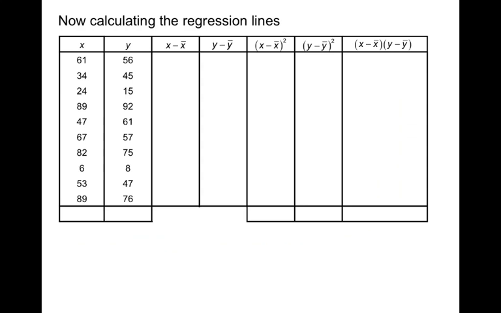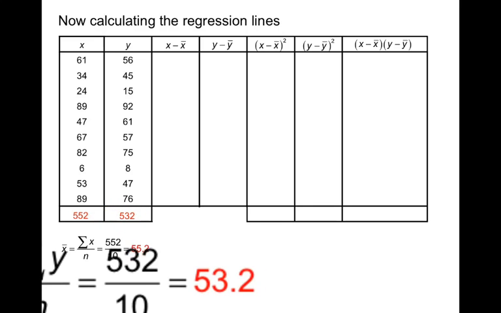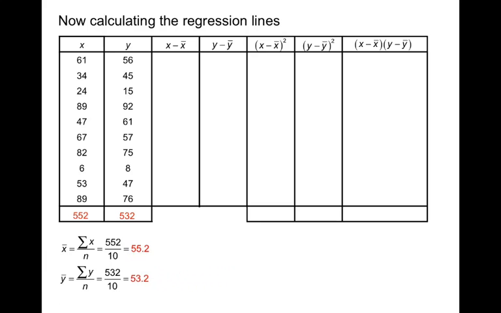Okay, so reproducing the table, that's the table I just reproduced. So you can import it into a Word document or Excel, into a PowerPoint. There's the sums. Okay, so the mean of x would be adding them all up, which is 552 divided by 10, which is 55.2. This one's 532. And therefore the mean of y is going to be 532 divided by 10, which is 53.2.